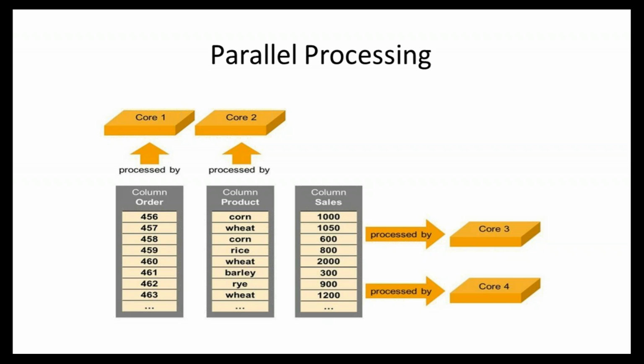So we already discussed parallel processing. We discussed only till here. We discussed that in parallel processing, each column of a table can be processed by a different core. Now we'll go further into it.